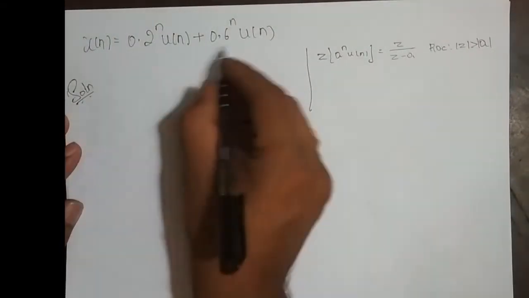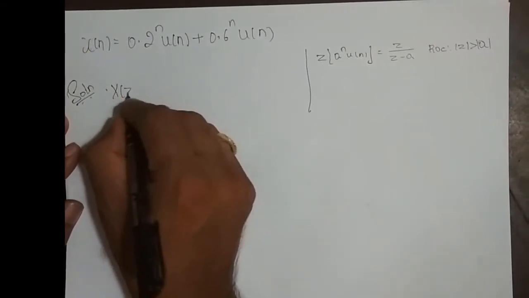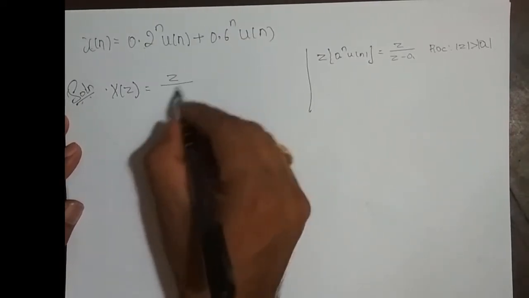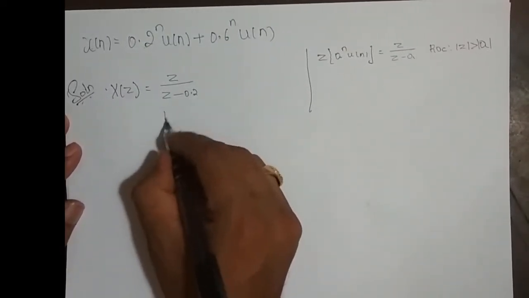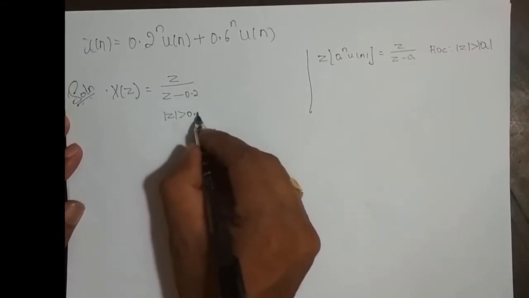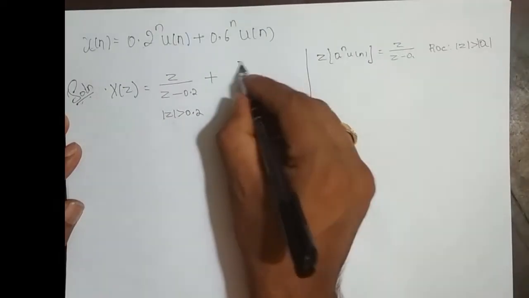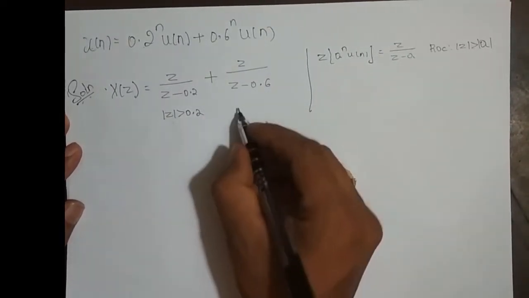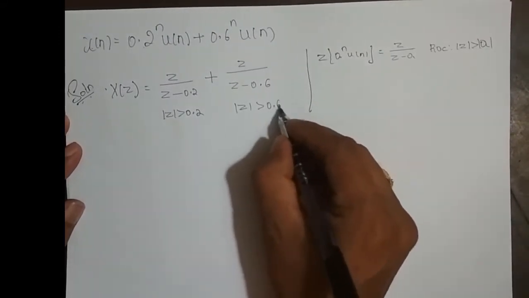So if I take the z transform on both sides, what is the z transform of x of n? It is X of z. What is the z transform of 0.2 power n u of n? It is z divided by z minus 0.2, where a here is 0.2. What is its ROC? Magnitude of z is greater than 0.2. Plus, what is the z transform of 0.6 power n u of n? It is z divided by z minus 0.6. And what is its ROC? Magnitude of z is greater than 0.6.